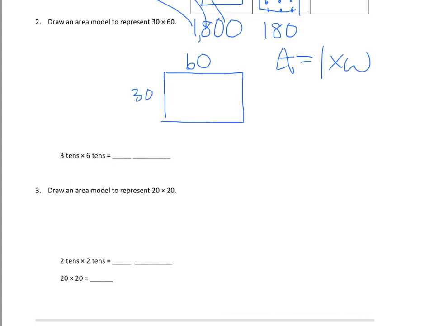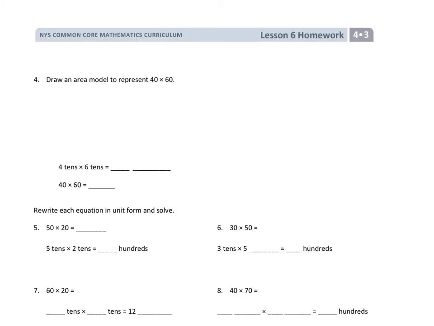The next 4 problems are like this. So problem 1, 2, 3, problem 4. So continuing to draw the area model, having them solve, just seeing the numbers multiple ways. Like I said again here, 4 tens times 6 tens is the same as 40 times 60. It's just in a different form.